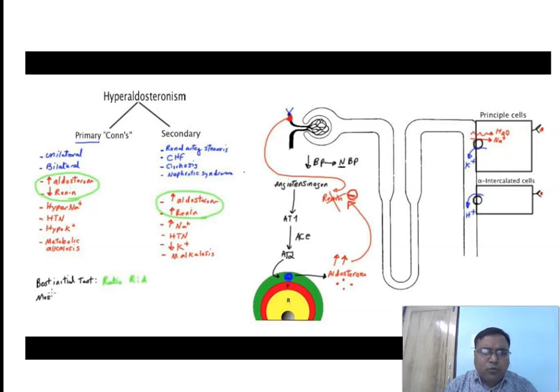Hyperaldosteronism has 2 types, primary and secondary. Primary is caused by Conn's. Secondary causes are renal artery stenosis, congestive heart failure, cirrhosis and nephrotic syndrome. The one thing we can remember, the difference between primary and secondary hyperaldosteronism is the level of renin. In both cases you will get more aldosterone, but renin level will be low in primary hyperaldosteronism or Conn syndrome, and renin level will be high in hyperaldosteronism because of secondary causes. This is the clue, this is the MCQ point we can remember.